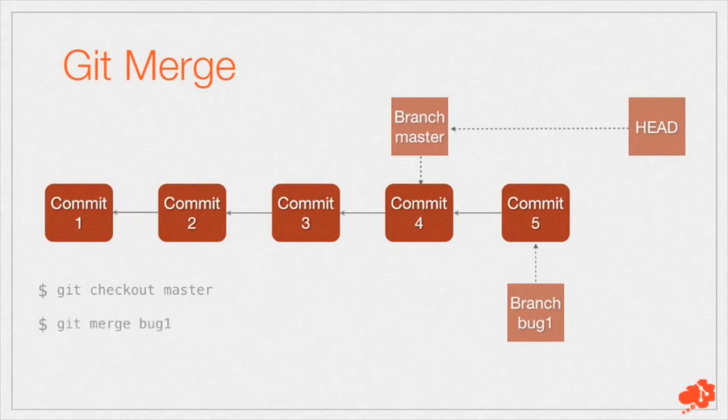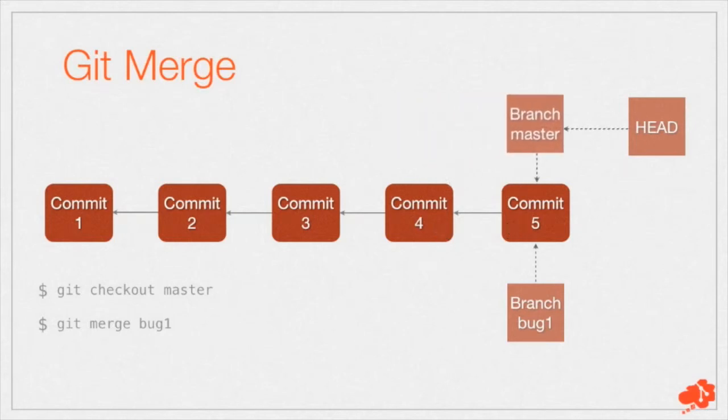Then you simply say that you want to merge bug1 into master. Now what Git is able to do is it takes a look at the history of both branches. And it finds that they actually share a common history, where master actually points to commit 4, as does bug1. And there are no other commits in that history that they don't share. So Git is pretty smart about this, and it decides to just move the master branch up to commit 5.